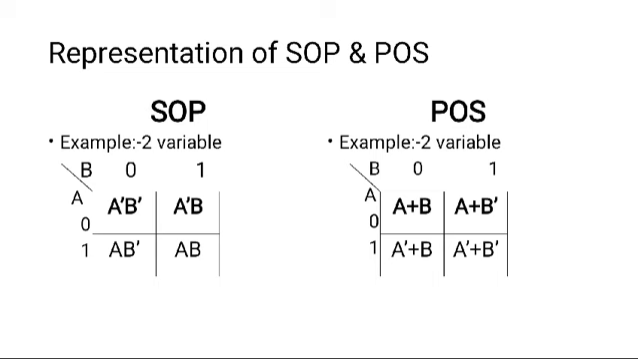Now we will see what is POS. POS means product of sum. A product of sum expression is a logical AND of multiple OR terms. For two variables A and B, using a K-map, we can visualize the POS expression. The zeros in the K-map correspond to the OR terms.